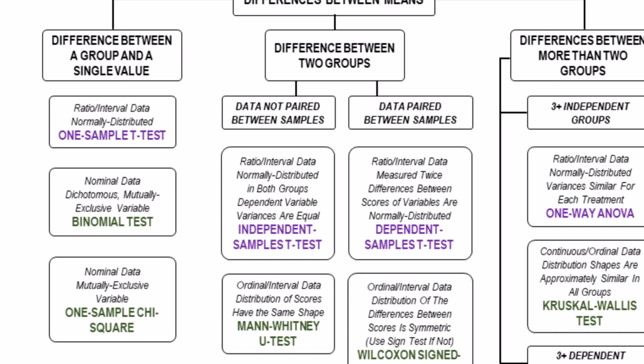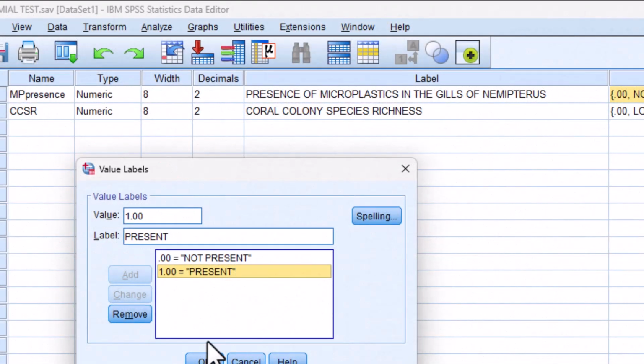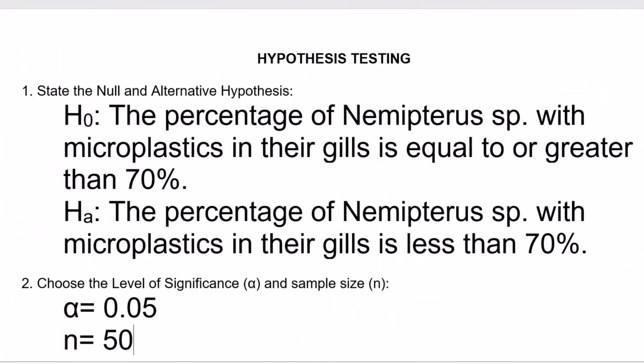Now, on our guide, yung requirement lang naman to perform this test is that dapat dichotomous yung variable nyo. Nominal data, and again, expressed only in two ways or observations. In this case, microplastics or wala sa gills. So, back to hypothesis testing tayo, guys.